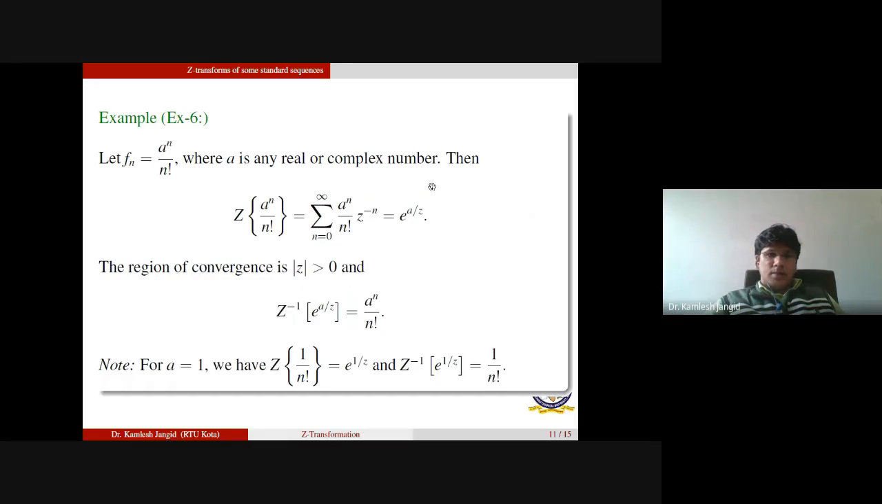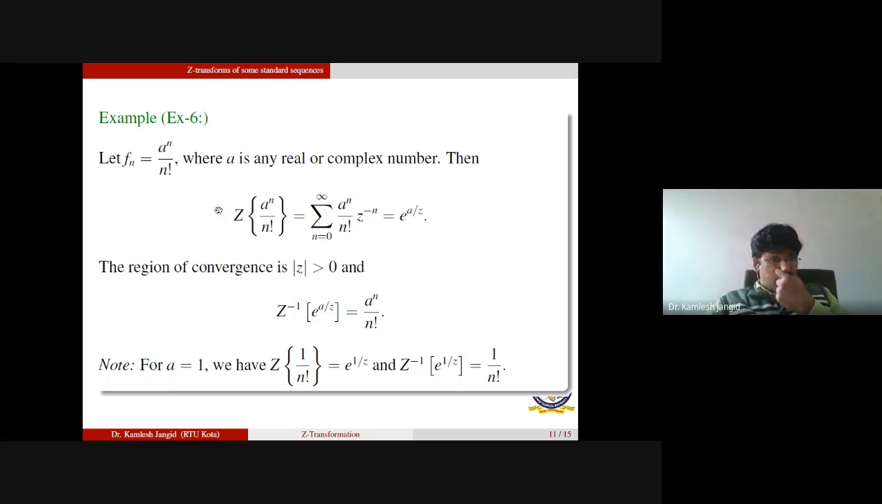Let us see the sixth example. Let f(n) equals a to the power n upon n factorial, where a is any real or complex number. Then the z transformation of a to the power n upon n factorial is equal to the summation n from 0 to infinity of a to the power n upon n factorial z to the power minus n, equals e raised to the power a upon z. You can easily find this sum by using the binomial theorem. And the region of convergence is mod of z greater than 0.